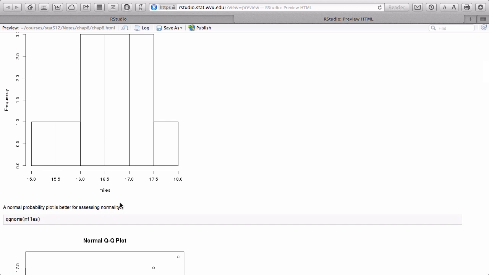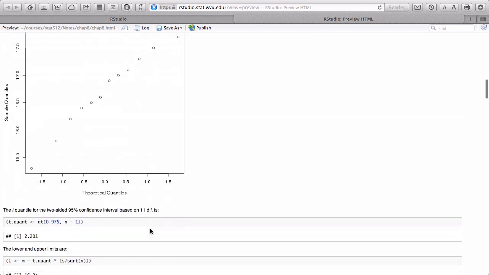The problem is that we have a small sample size. We only have 12 runners, and histograms are notoriously unstable. So if I took a normal distribution, sampled 12, and looked at the histogram, and did that again, even if you use the same bins, the same widths along the bottom, in this case 15, 15.5 and so forth, you would see that the histograms could vary quite a bit from sample to sample, particularly when there's a small sample size.